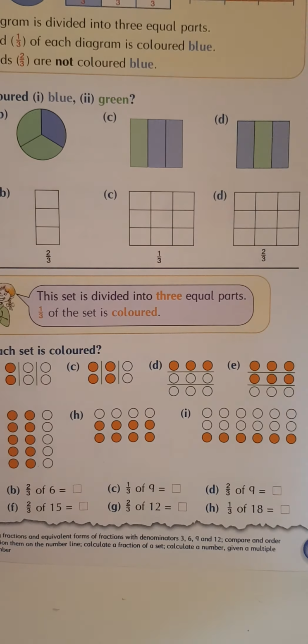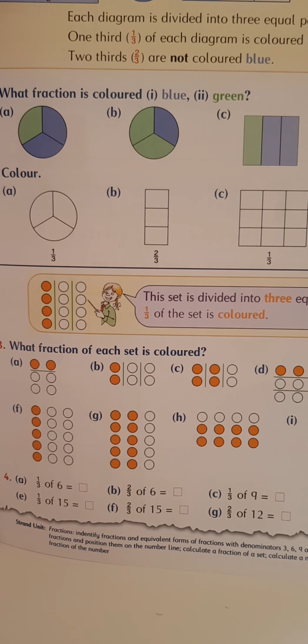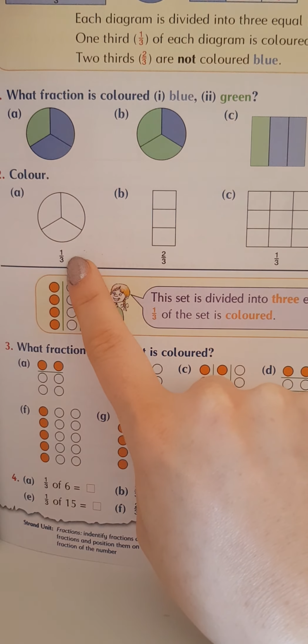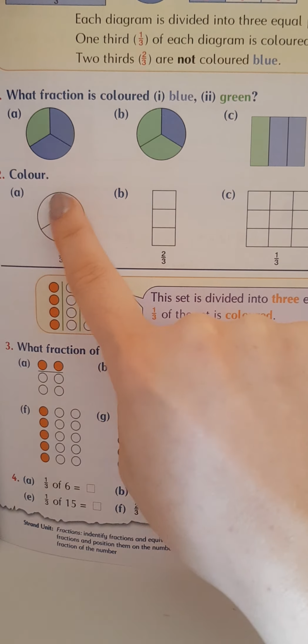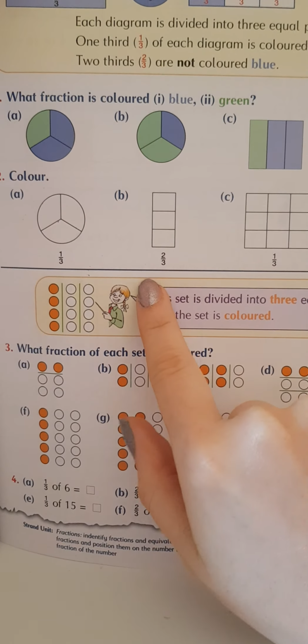Now on question 2, it requires a little bit of drawing. It wants you to colour 1/3. It's already divided into thirds. So you are going to colour 1 part out of 3. That's what it's asking you. 1 part out of 3. You're going to colour it whatever colour you want. So you draw this in and you colour it in. This one's going to be easy as well.